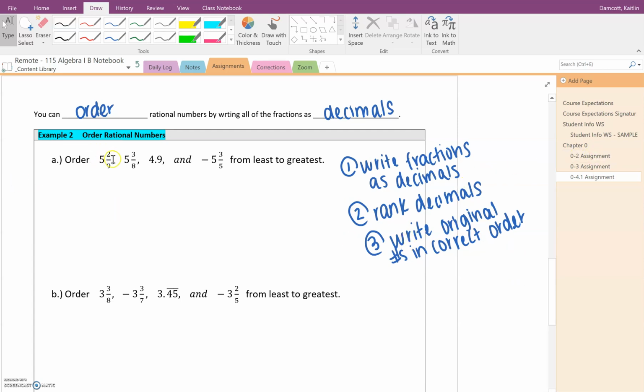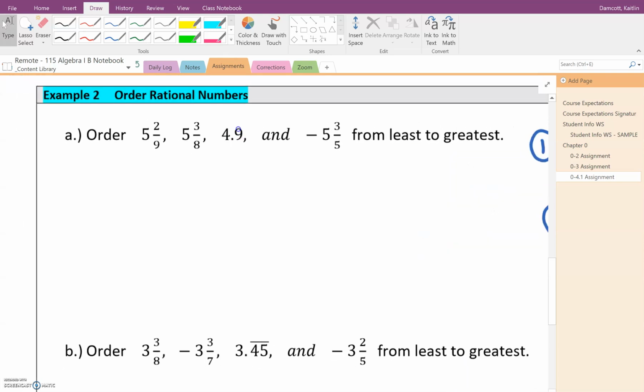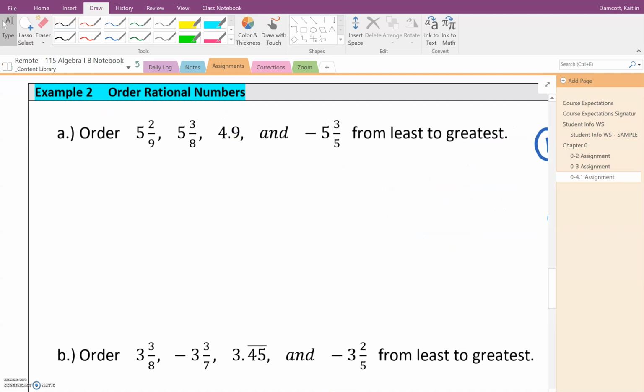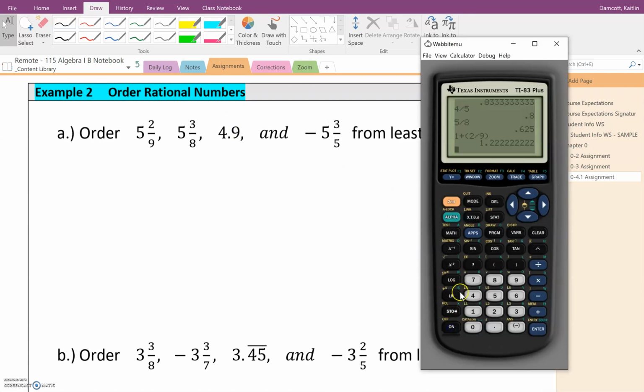So looking at the numbers here, we have this 5 and 2/9. We've got 5 and 3/8, 4.9, and then negative 5 and 3/5. So what we want to do is write each of these as a decimal. So I'm going to start with the 5 and 2/9. Just as a reminder, we did it in example 1 when we did number 4, but we want to do the whole number and then add what the fraction is. So add 2/9. And whenever you do fractions, you always want to put them in parentheses to make sure that you keep the 2 numbers together.